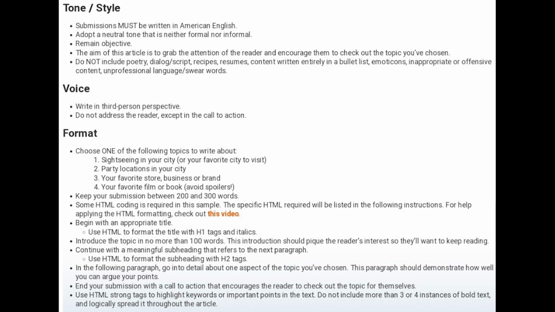Continue with a meaningful subheading that refers to the next paragraph. Use HTML to format the subheading with H2 tags. Just like I said earlier, the H2 will refer to the H1. In the following paragraph, go into detail about one aspect of the topic you've chosen. This paragraph should demonstrate how well you can argue your points. End your submission with a call to action that encourages the reader to check out the topic for themselves.